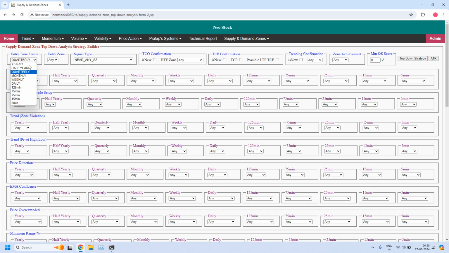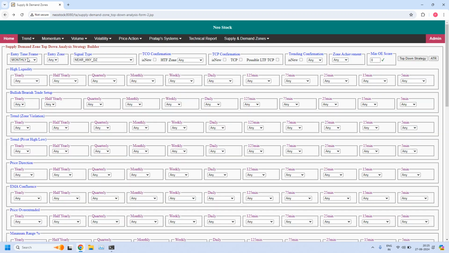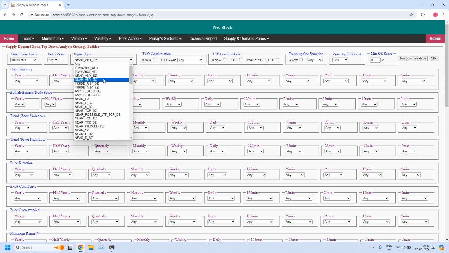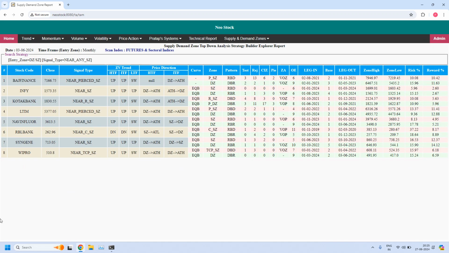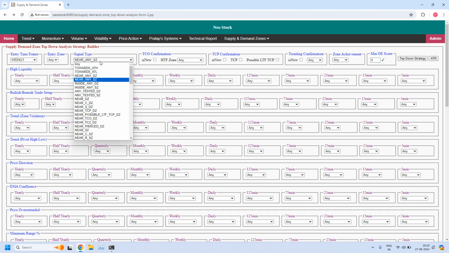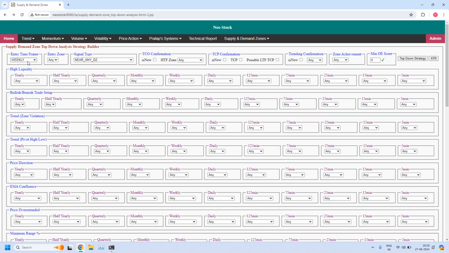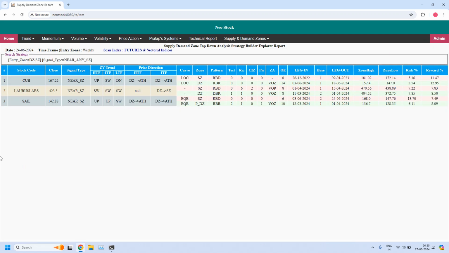Going back, changing the time frame to monthly, let us find the stocks near monthly demand zone. 5 stocks are filtered. Going back, for monthly time frame, let us find the stocks near monthly supply zone. 8 stocks are filtered. I'm going back, changing the time frame to weekly. Let us find the stocks near weekly demand zone. 4 stocks are filtered. Going back, for weekly time frame, let us find the stocks near weekly supply zone. 3 stocks are filtered.